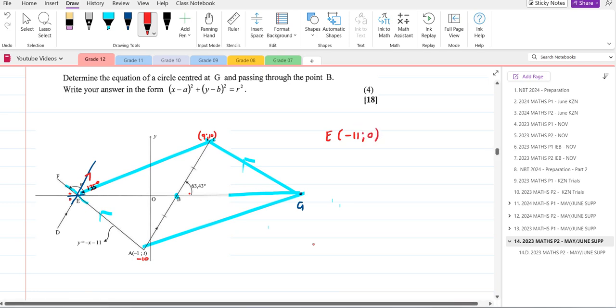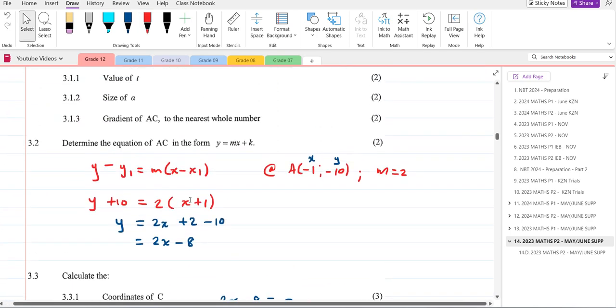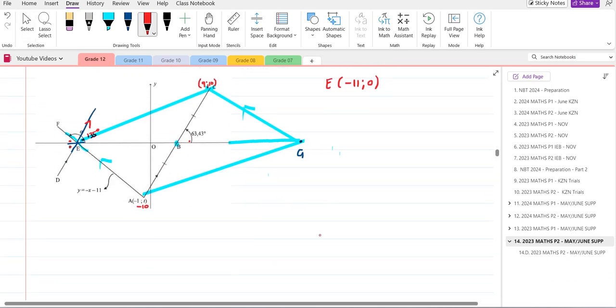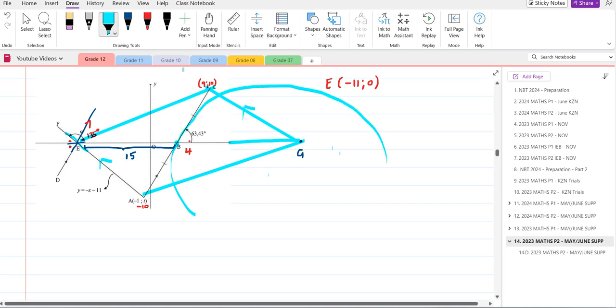And what were the coordinates of B? I think we found the coordinates of B. B was 4, 0, right? So let's put 4, 0 here. No need to do the midpoint because it lies on the x-axis, because that's the diagonal. So from minus 11 to 4, that is 15. And remember, the circle is centered at G and is passing through B. So that should become the radius then, okay?